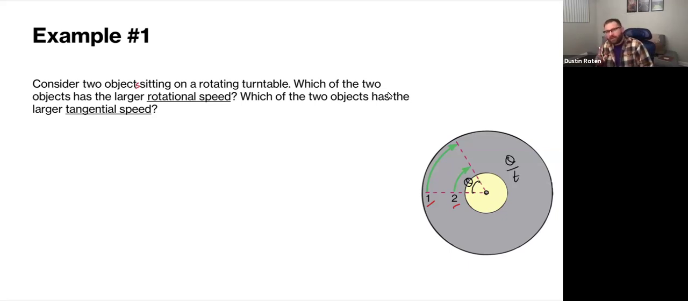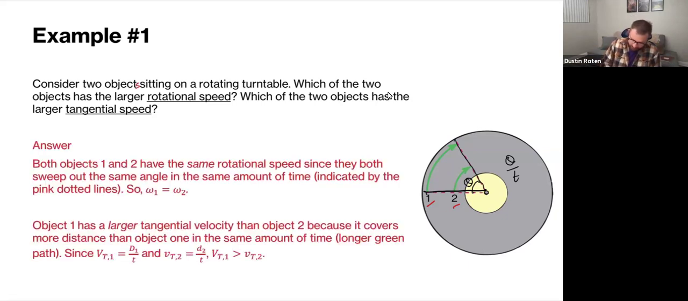Now, remember, we said that both object one and object two, if you look at the pink here, are both going through the same angle in the same amount of time. So that means both objects one and two have the same rotational speed, since they both sweep out the same angle at the same time. So that means omega, which is how we're going to measure the speed, is simply how your angle's changing over time.